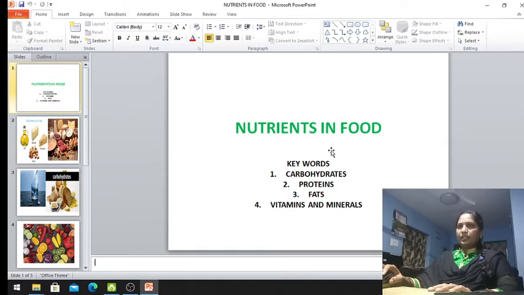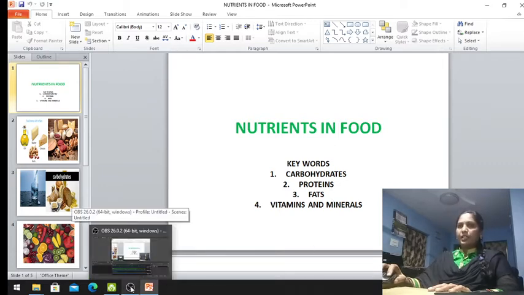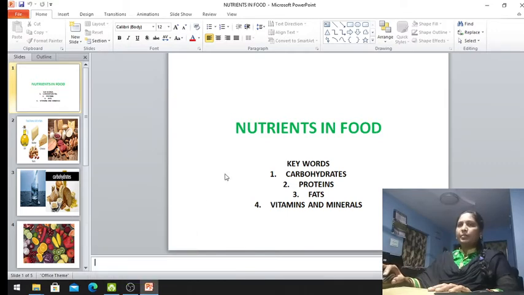In last class, you learned how to sort plants into different groups, and also how to divide animals into different groups. In the same way, the food items which we are eating, how to divide them into groups, we are going to learn in our today's class.